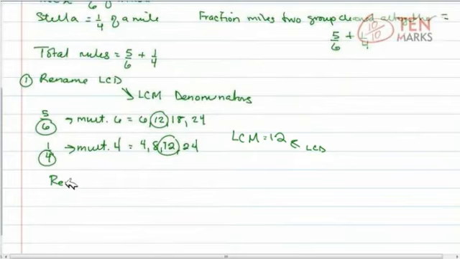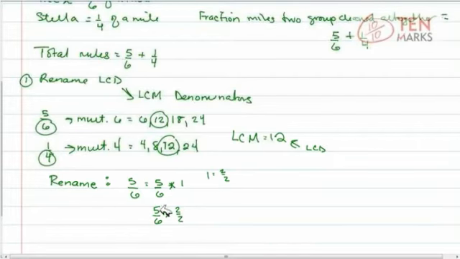So let's rename 5/6 first. So 5/6, we're going to start off by renaming it by multiplying it by 1. Now, to get 6 to the least common denominator, or 12, we need to multiply 6 by 2. So 1 whole would be equivalent to 2 over 2. So we're going to multiply 5/6 by 2 over 2. And when we do that, we get 10/12. Okay? Because 5 times 2 is 10, 6 times 2 is 12.